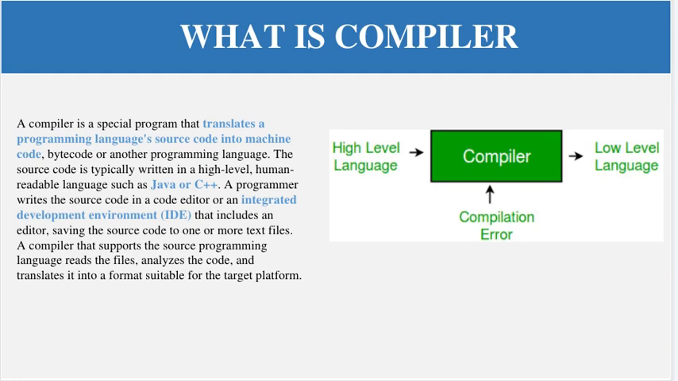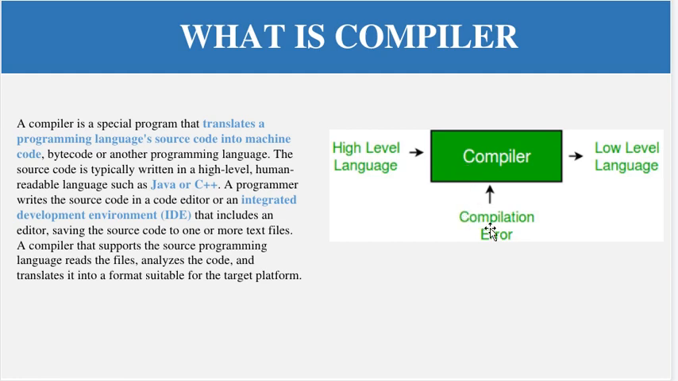So friend, compiler. A compiler is basically a software program which translates a high level language into a low level language. If you see this diagram here, high level language means languages like Java, C++. Whatever source code you write in a high level language like Java, C++, etc., the compiler will compile the source code.